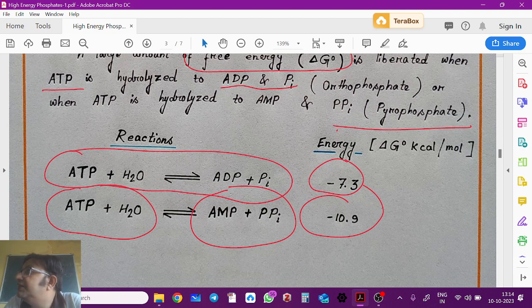Any question? In beta oxidation, this particular AMP plus PPi is formed in the first step.